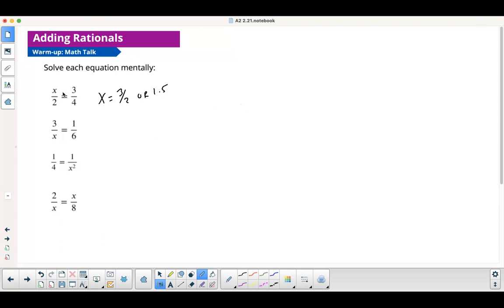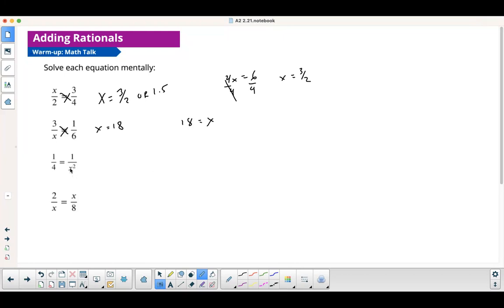Okay. Now, algebraically, this is called a proportion. So you're going to cross multiply with the proportion. So we get 4x equals 6. And when I divide by 4, and I have to reduce it, I get x equals 3 halves. On the next one, x would have to be 18 to get 3 over something to reduce down to 1 sixth. So I'm doing it mentally. Again, algebraically, cross multiply: 3 times 6 is 18, 1 times x.